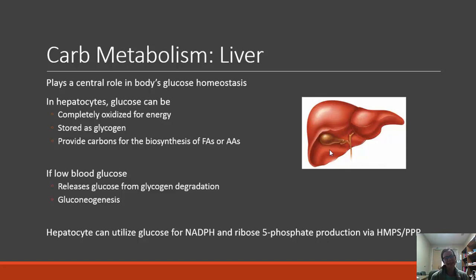So we know, for instance, if our blood glucose is low, then our liver is able to degrade glycogen to release the glucose, or if the substrates are available, we can actually make glucose via gluconeogenesis. And our hepatocyte can also, like many other tissues, but this pathway primarily happens in the hepatocyte, metabolize glucose via the pentose phosphate pathway, and we'll see why that's important.